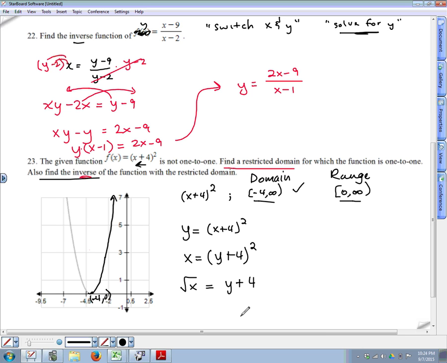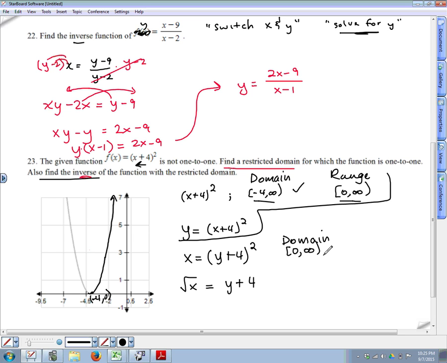Now, here's where the domain and range come into play. This is the domain and range of the original function f(x). When you're finding inverses, you switch the places of x and y. That also switches the domain and range. So the domain of the inverse is the range of the original function. So the domain now is from 0 to infinity.